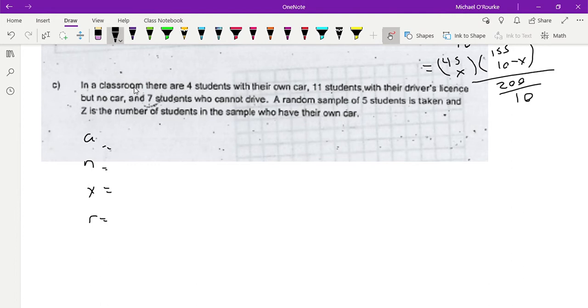Okay. In a classroom, there are 4 students with their own car, 11 students with their driver's license but no car, and 7 students who cannot drive. A random sample of 5 students is taken, and Z is the number of students in the sample who have their own car. Okay? So we're looking for the students who have their own car. That's the item we're looking for. That would be your A value, your defective.